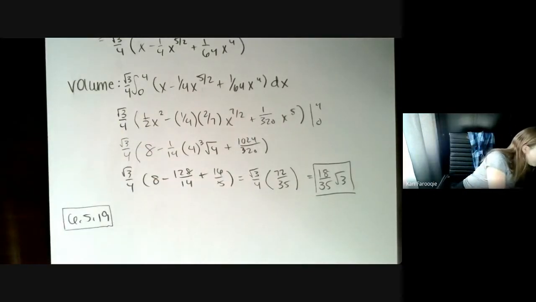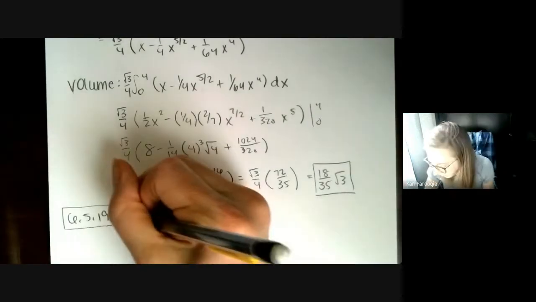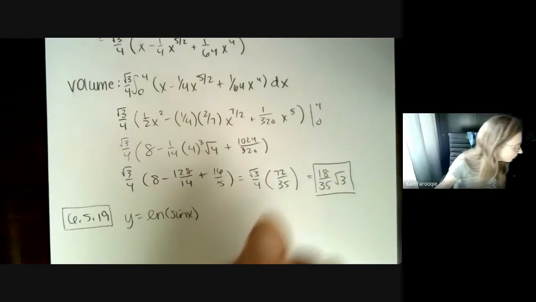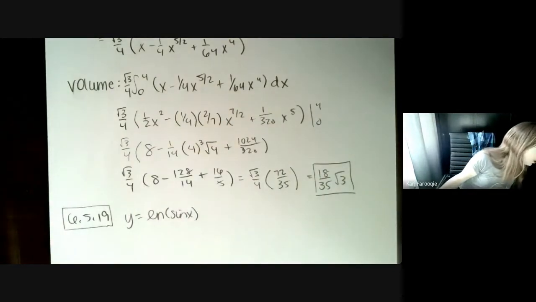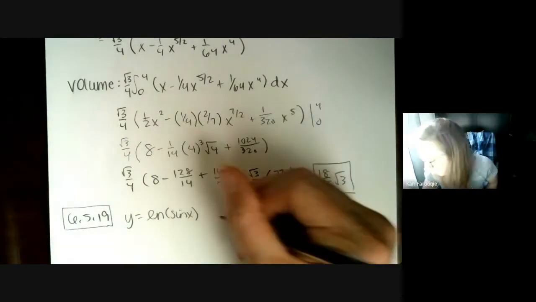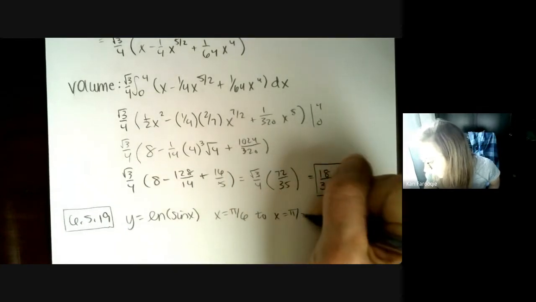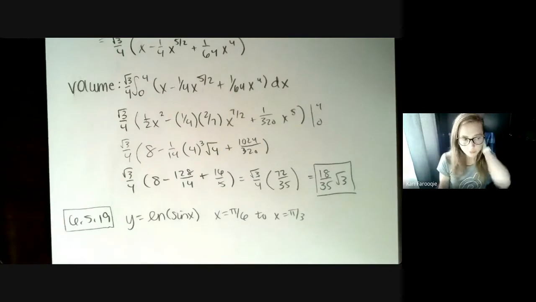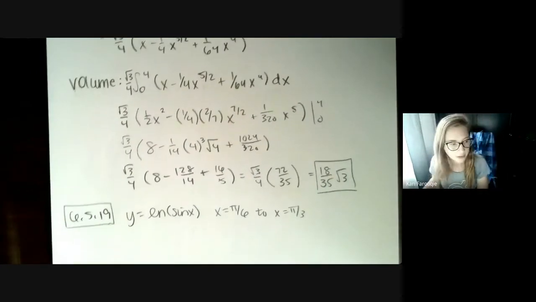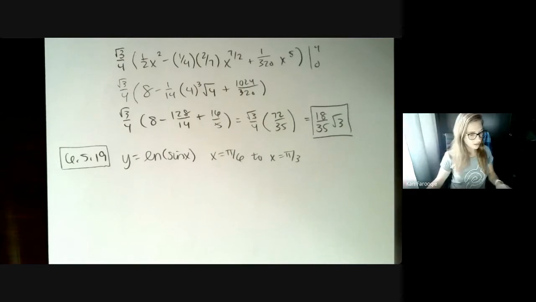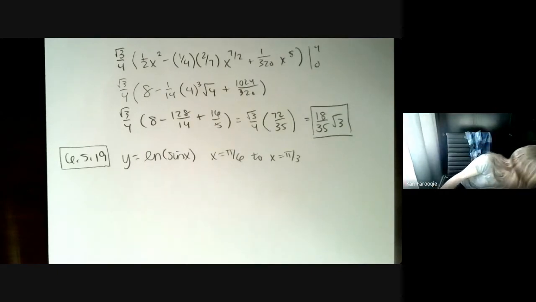Y equals the natural log of the sine of x. And we're looking at that from x equals pi over 6 to x equals pi over 3. Okay. This is a really good one to go over because a lot of times students forget about taking derivatives of natural log functions. And this came up, but I'm going to double check.